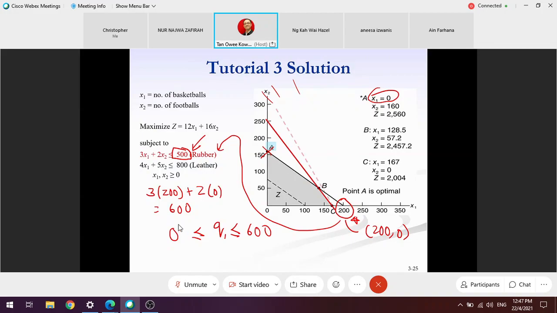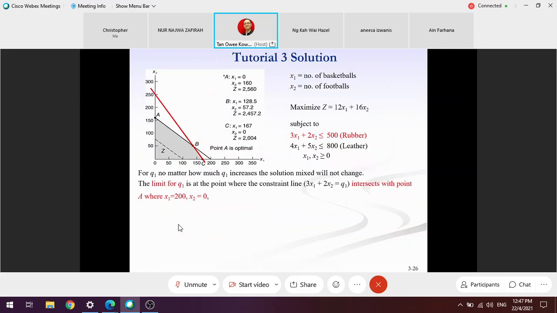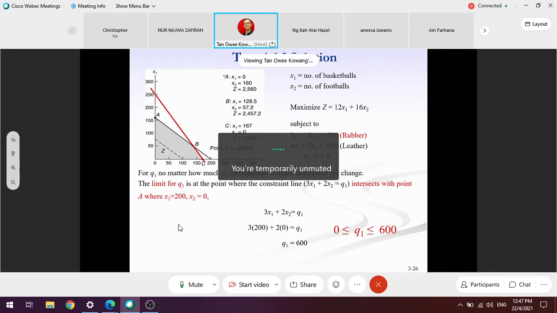Ada apa-apa komen tak? Ada siapa ada apa-apa komen? Saya tunggu satu komen. Kalau tak ada orang komen ni saya sakit hati. Ini Wan? Tak ada.